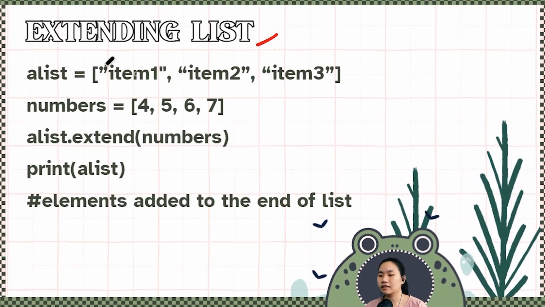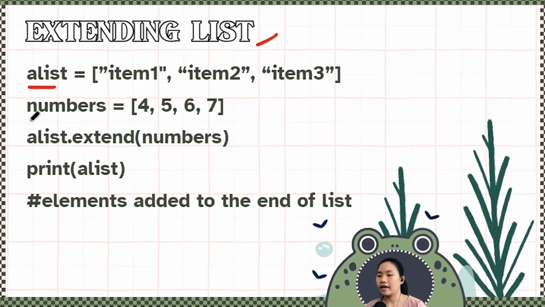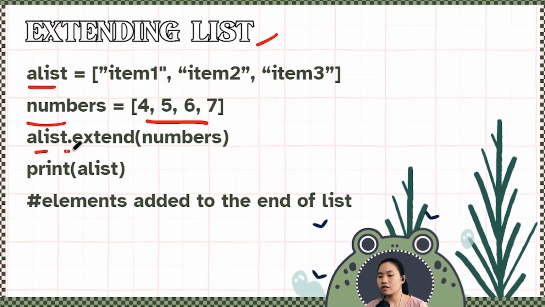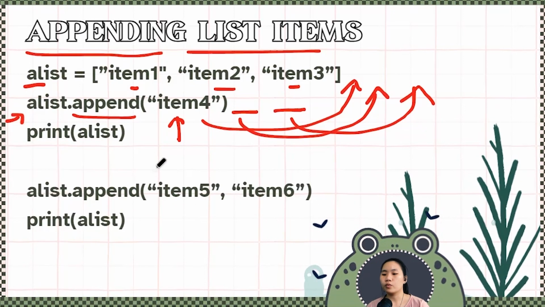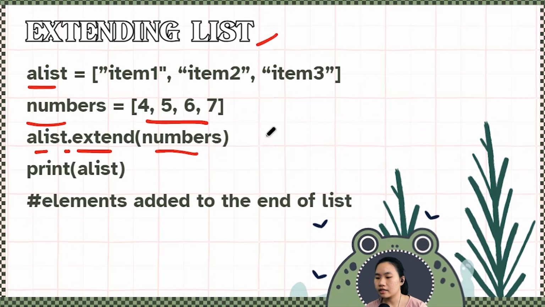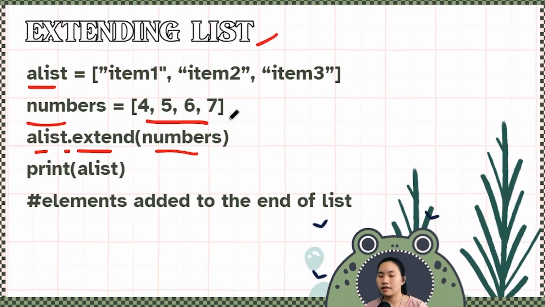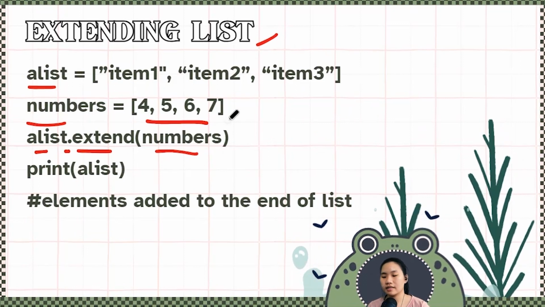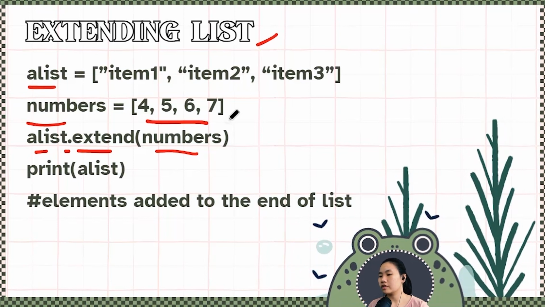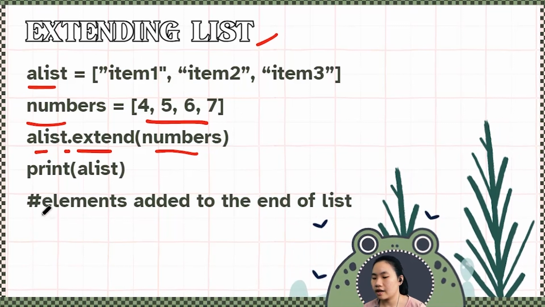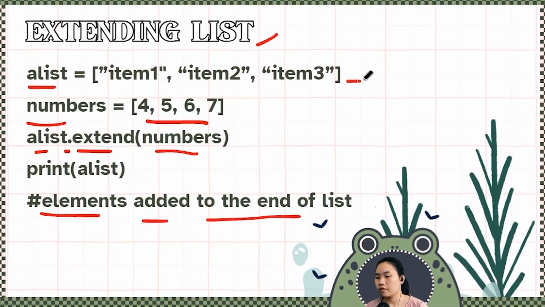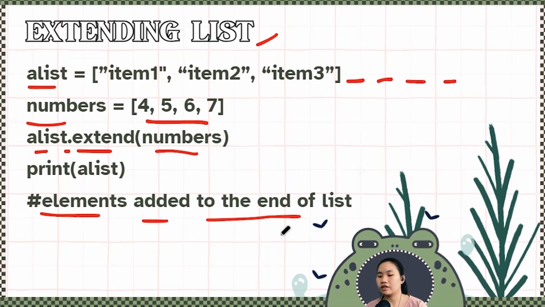Next up, extending lists. Once again, a list, and we have another list, numbers 4, 5, 6, 7. A list dot extend numbers. We use append for individual items. Extend is for a whole list. Okay, it doesn't have to be a list, actually. It could just be a tuple. It could be different forms of data sets. And as I've said here, elements are added to the end of the list. So 4, 5, 6, 7 goes like that.